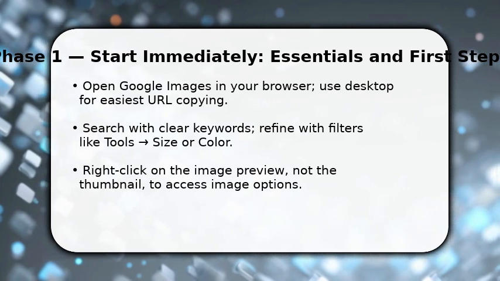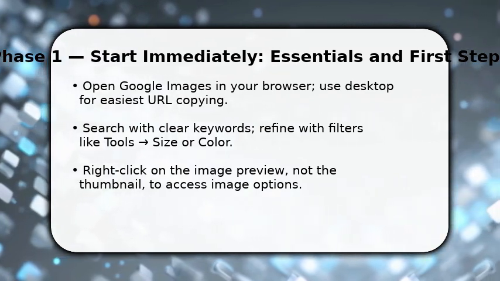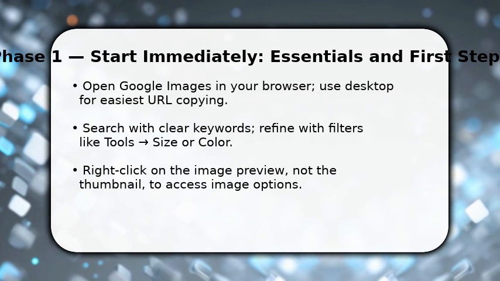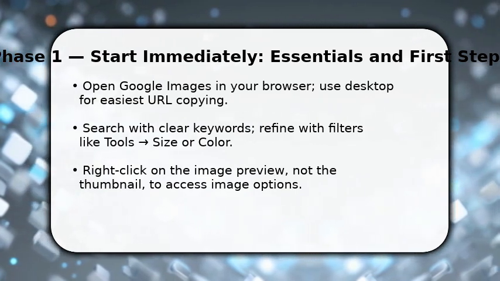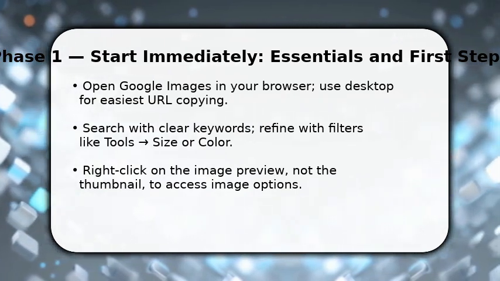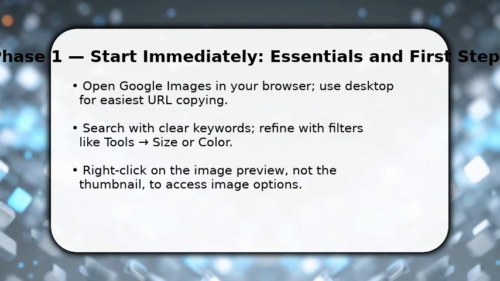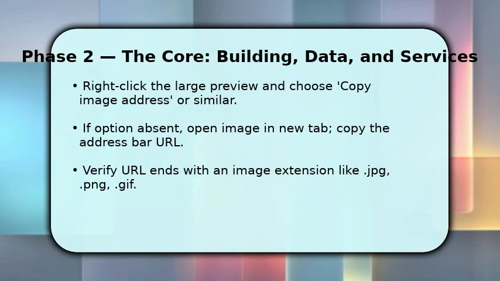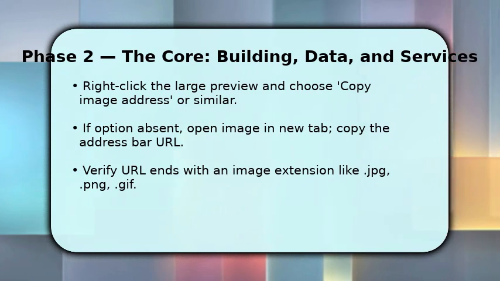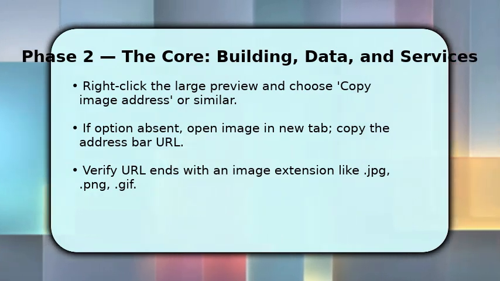When thumbnails appear, click to open the larger preview and pause. Do not copy from tiny thumbnails. Right-click on that preview next. This is the first actionable step to reveal the image link options. Once the preview is open, right-click and select Copy Image Address or Copy Image URL.